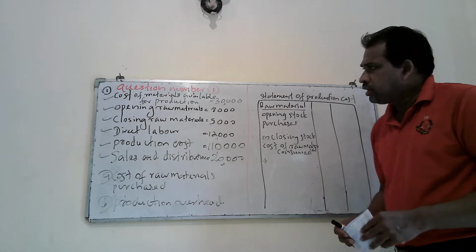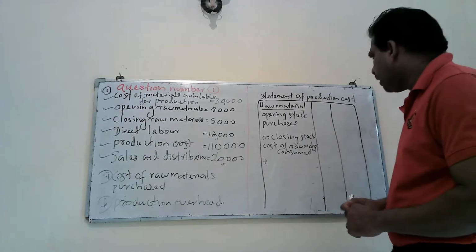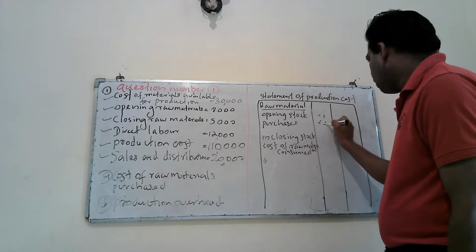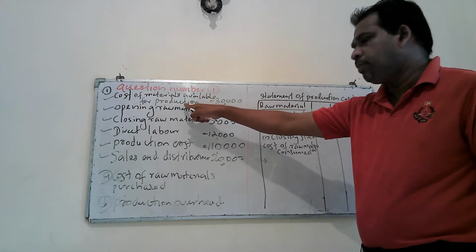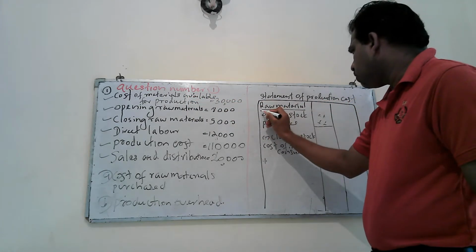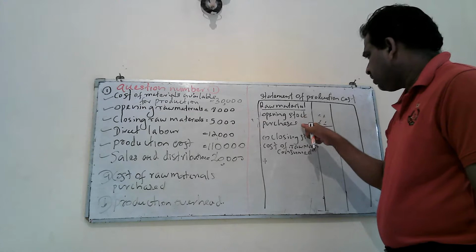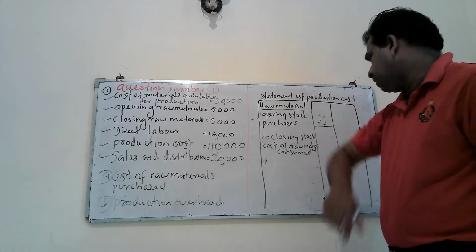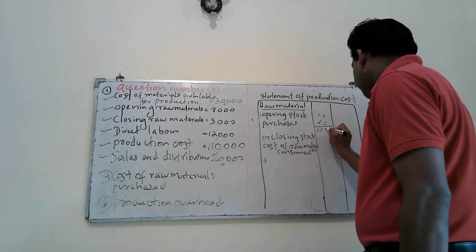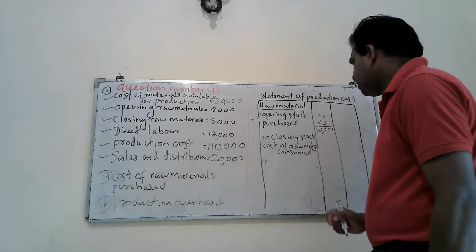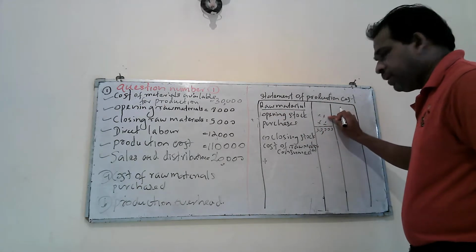What do you mean by cost of raw materials available for production? It means opening stock plus purchases. Then we take the total. Here they have mentioned cost of materials available for production. That is the total of these two, the value of opening stock plus purchases. Then you can just mention the answer 30,000 because it is given. That is the answer for cost of raw materials available for production, the addition of opening stock plus purchases.